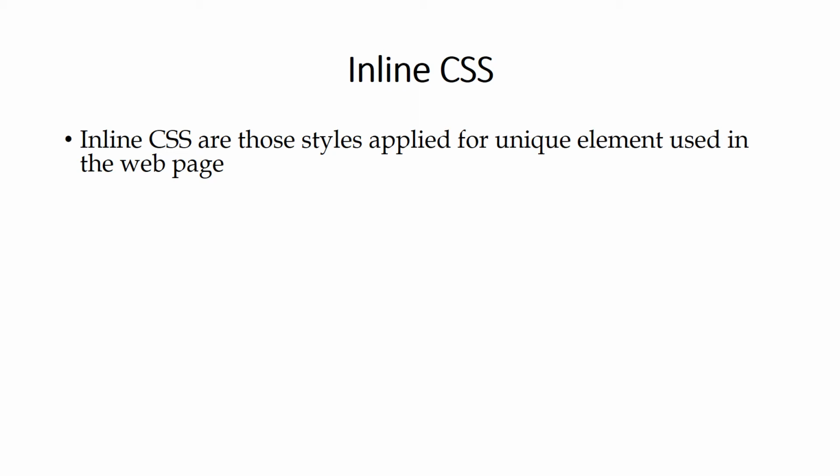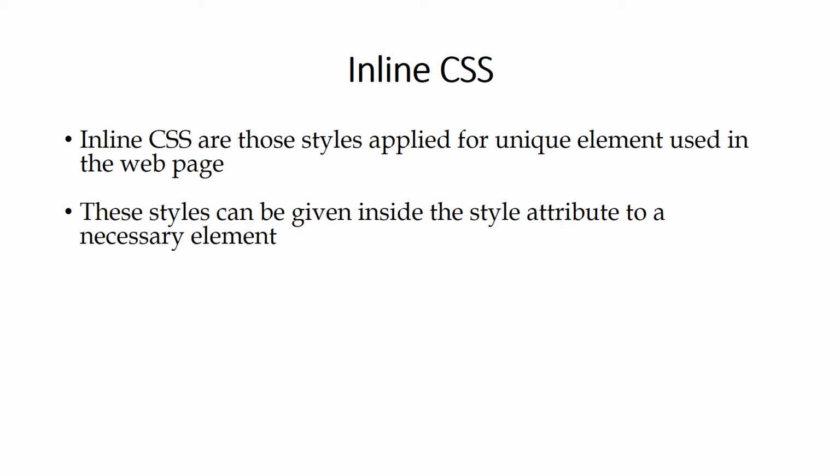But in case to make it a priority one, some developers tend to use inline CSS, where we can write it in the style attribute. So these styles can be given inside the style attribute to a necessary element. For example, we have one paragraph, and in only one particular line I need to change the color. So it can be given inside a span element. In that particular span element alone, I need the text to be displayed in red color.